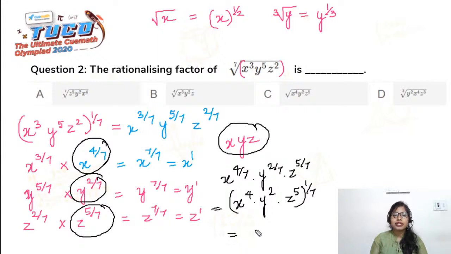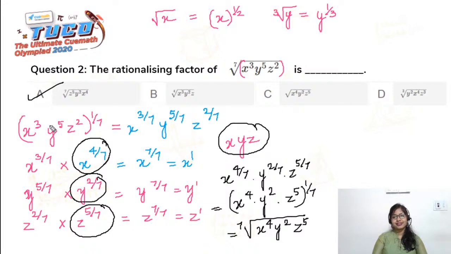And this is nothing but your 7th root of x to the power of 4, y squared and z to the power of 5, right? And as per options A, B, C and D, option A is the right answer.